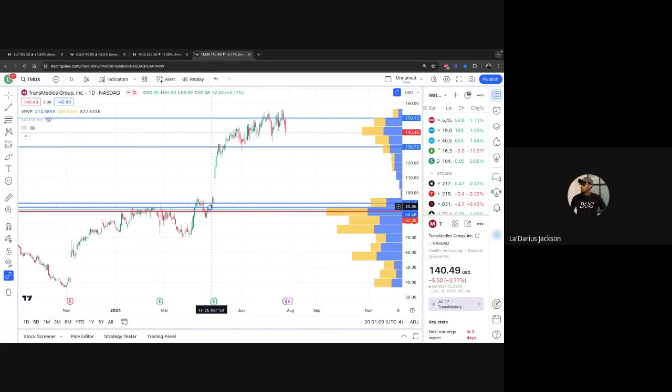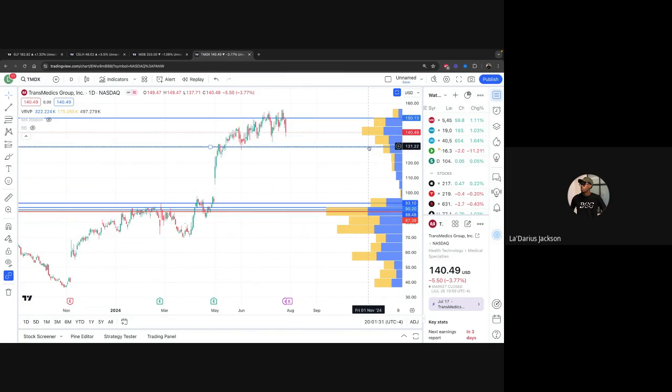This was about in the 90s before it popped from earnings. It went up to about 130 and it sailed its way up to the 150s to where it's been having trouble. It's pulling back right now on the VRVP. We can see it's on a heavy node. So what we would like to see is a pullback below this. If it pulls all the way back to 130, I'm buying it.